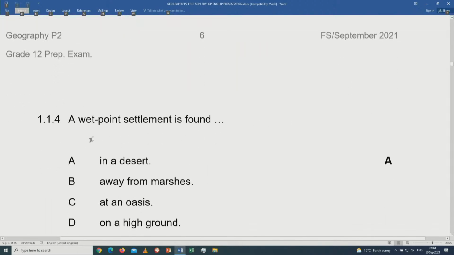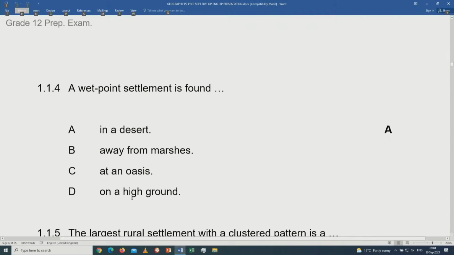1.1.4, understanding of the concept again. A wet point settlement is found where? A, in a desert. B, away from marshes. C, at an oasis. D, on a high ground. So the correct answer out of all these letters is letter A. A wet point settlement is found in a desert.